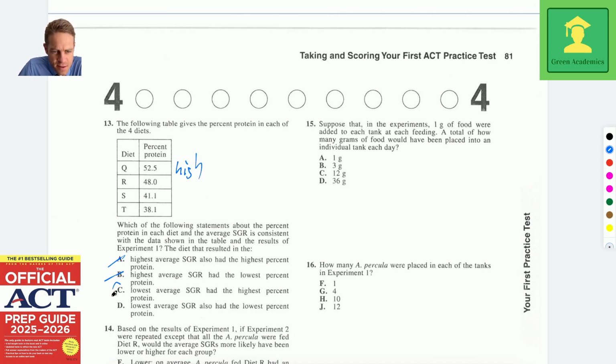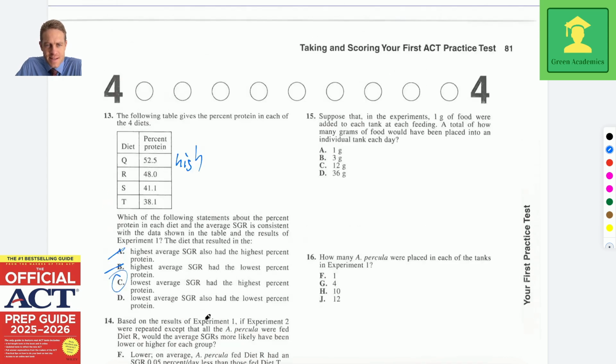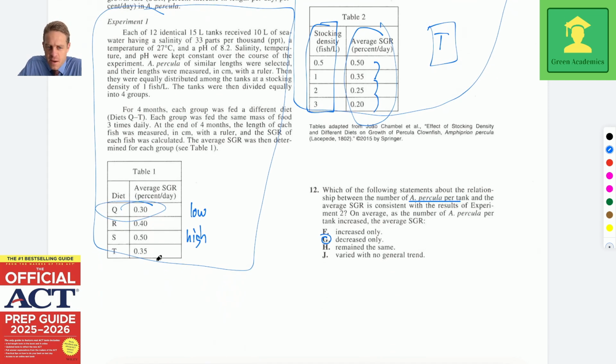Yeah, that's this. Based on the results of experiment 1, if experiment 2 were repeated except that all the AP were fed diet R, would the average SGR more likely have been lower or higher for each group? Experiment 2 repeated using diet R. So experiment 2 tells you procedures for experiment 1 were repeated except that each was kept at different stock density and all fish were fed diet T as in Thomas. So all of these over here are diet T. So if you gave them R instead of T, let me do this in pink. So instead of T, if you gave them R, well, that means that they grow more, right?